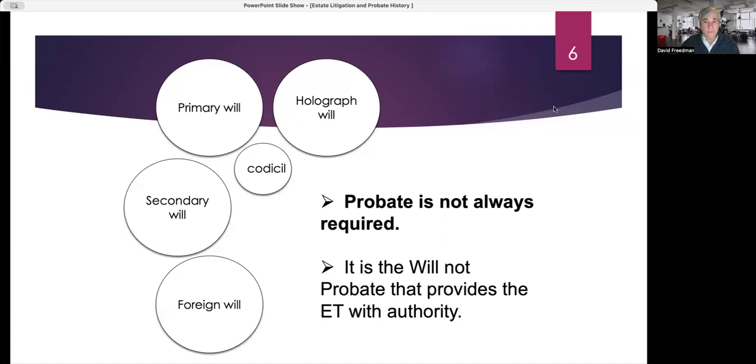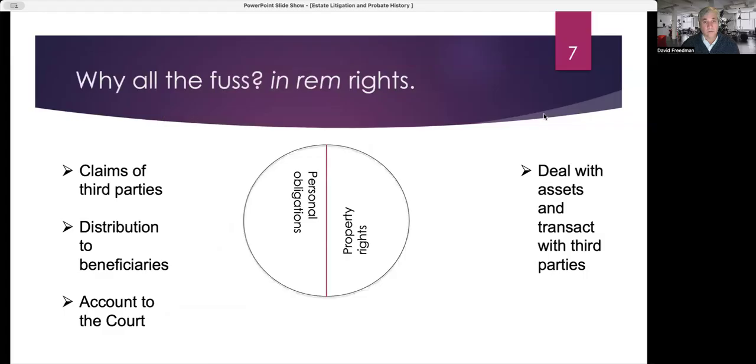So again, why all the fuss? Because we're talking about rights and property. We want estate trustees to be able to transact with third parties and for the beneficiaries of the estate to have an assurance that those transactions are unimpeachable, for those third parties that are transacting with the estate trustee to know that those transactions are unimpeachable, and to allow the estate trustee to make other decisions which will be binding in respect of the administration of the estate going forward.